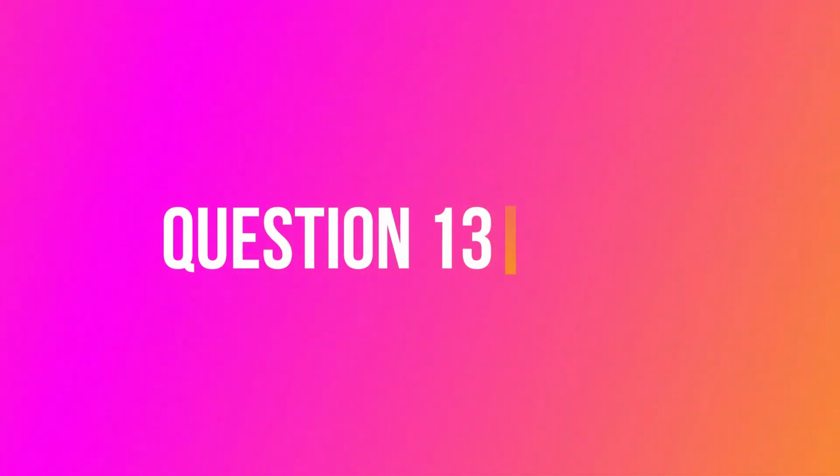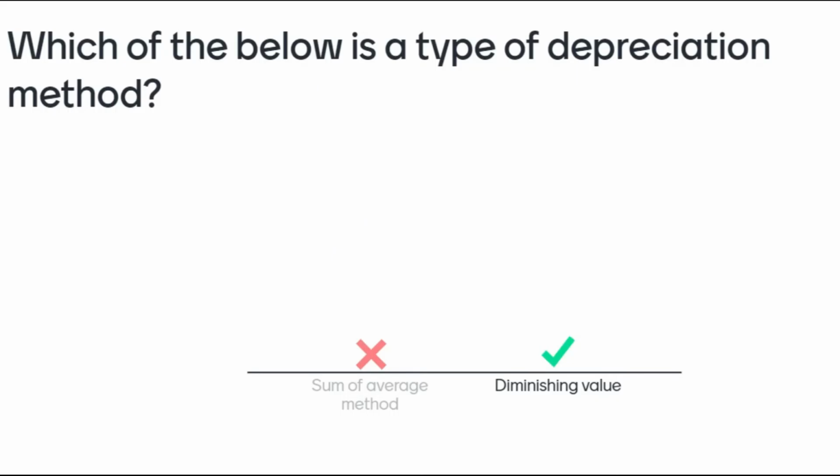Which of the below is a type of depreciation method? So sum of average method or diminishing value. So there's no such thing as a sum of average method. So it's the diminishing value method.